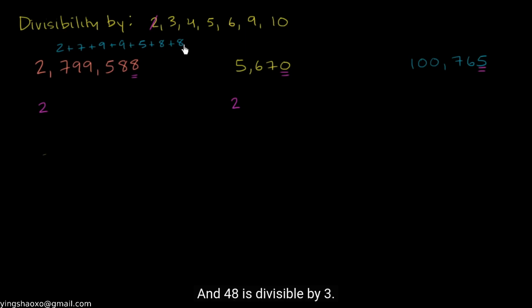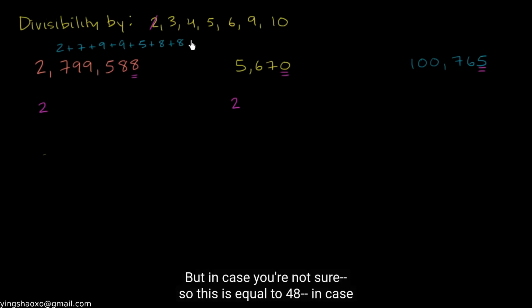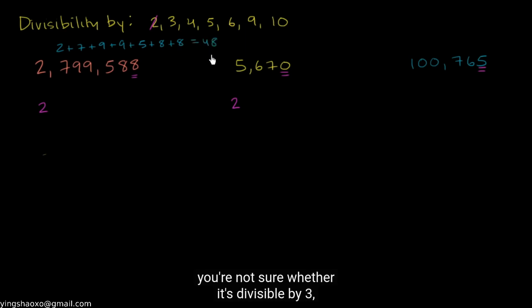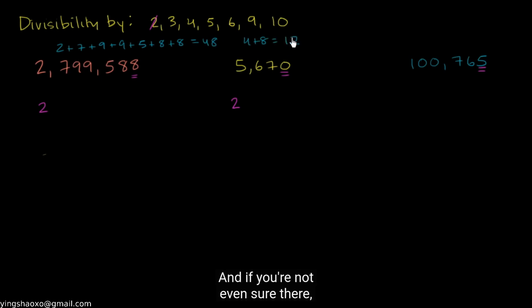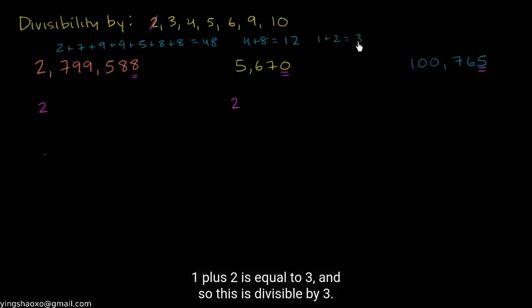And 48 is divisible by 3, but in case you're not sure, this is equal to 48. In case you're not sure whether it's divisible by 3, you can just add these digits up again. So 4 plus 8 is equal to 12, and 12 clearly is divisible by 3. And if you're not even sure there, you could add those two digits up. 1 plus 2 is equal to 3. And so this is divisible by 3.